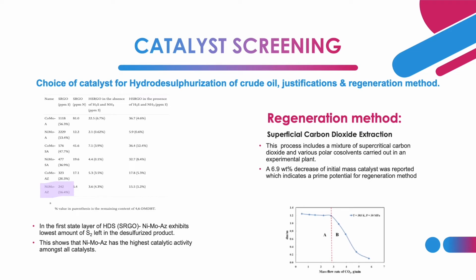For the regeneration method, NiMoAz can undergo supercritical carbon dioxide extraction, where this process includes a mixture of supercritical carbon dioxide and various polar solvents carried out in an experimental plant. A 6.9 weight percent decrease of the initial catalyst mass was reported, which indicates a prime potential for the regeneration method, which can be seen in the image below.